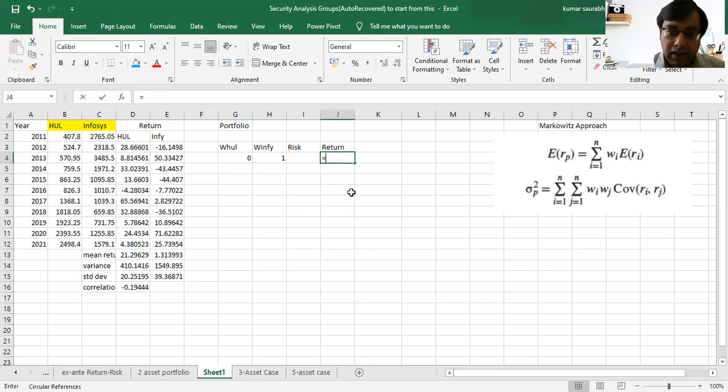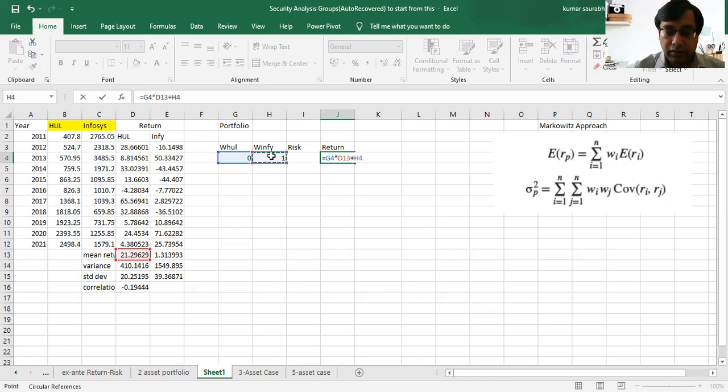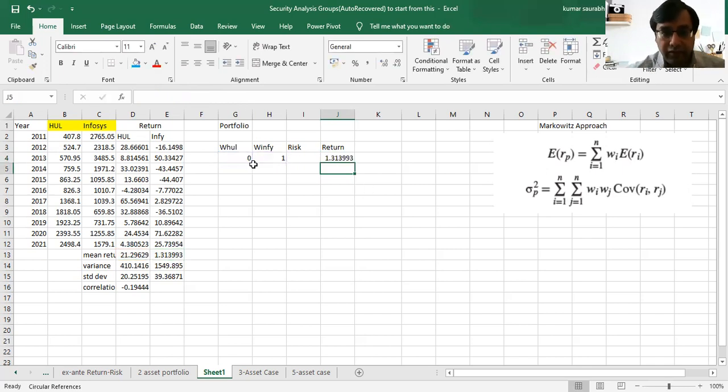So first return, that is nothing but summation of the multiplication of weights assigned to HUL into its mean return plus weights assigned to Infosys into its mean return. Again, I will freeze the returns. So by pressing function and F4 key, here also by putting function and F4, I have frozen my returns so that if I vary my weights, it will not affect my calculation.